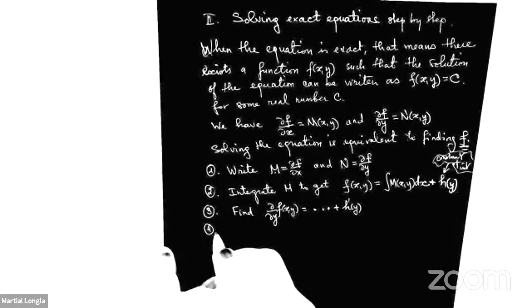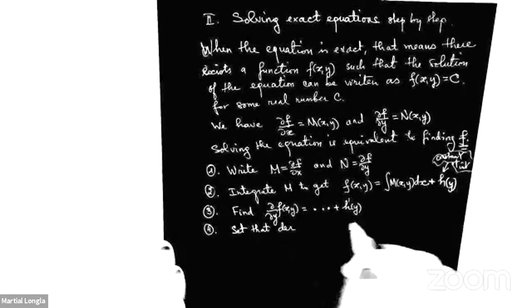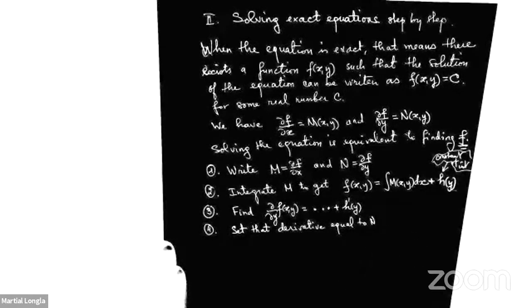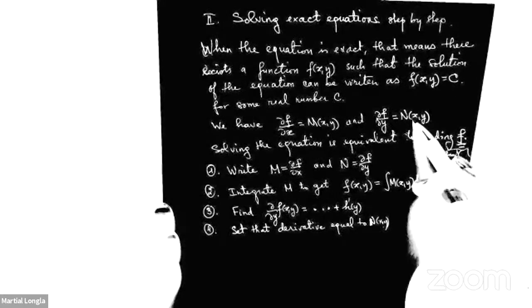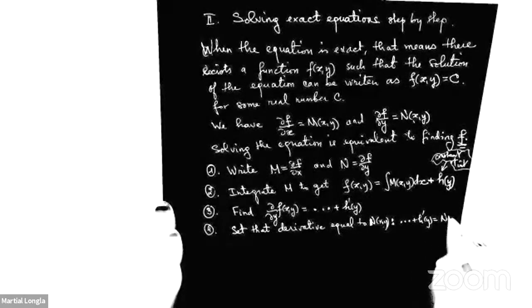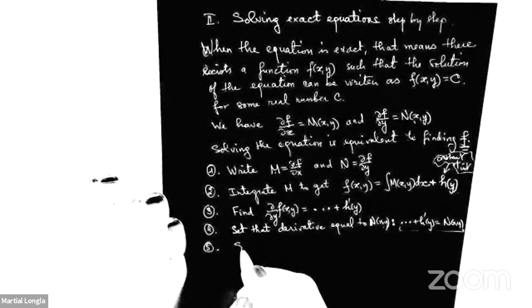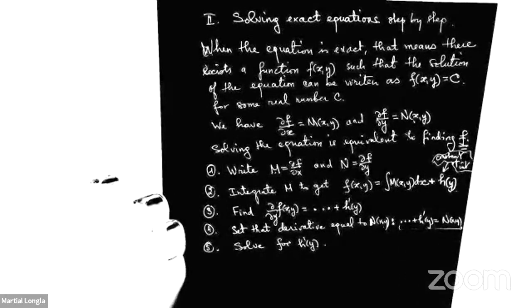And then on step 4, you set that derivative that you found here equal to n. So you set that derivative equal to n of xy. N of xy being what you had in the original equation. So when you do that, that is this plus h prime of y equals n of xy. So this is the equation that you get when you set that. And then here, in the next step, I say solve for h prime of y. Solve this thing for h prime of y.